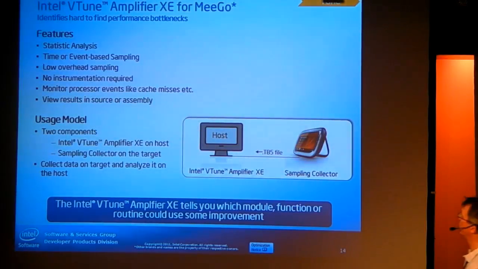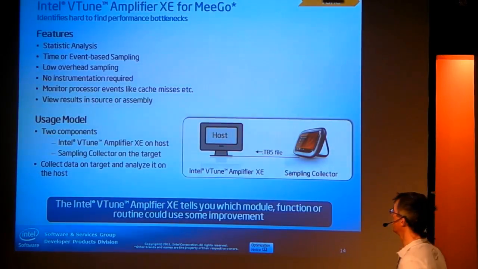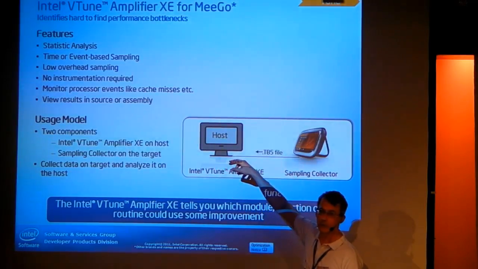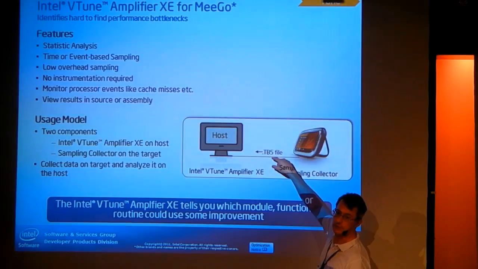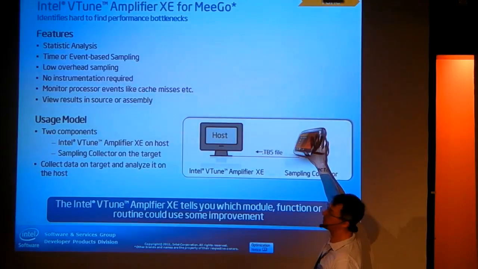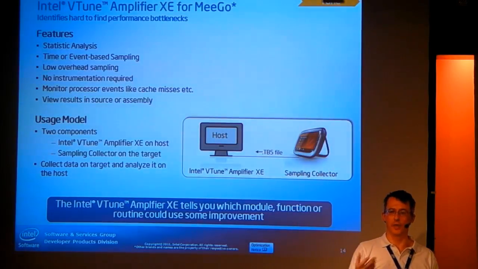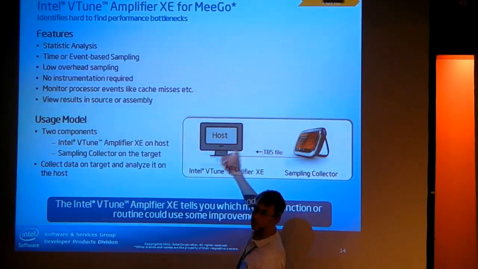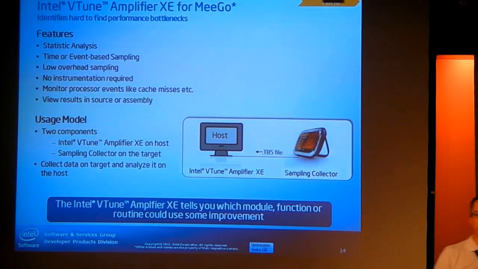VTune, the analyzer, what does it do? Essentially, it's two parts. One part stays in your host, one part on your device. What it does is it collects statistical data on how your application runs, how many opcodes, CPU cycles are passed in a certain time frame. It collects this data and passes it back to the host, where you can do some analysis and find out what your application is doing, where the CPU is spending its time.